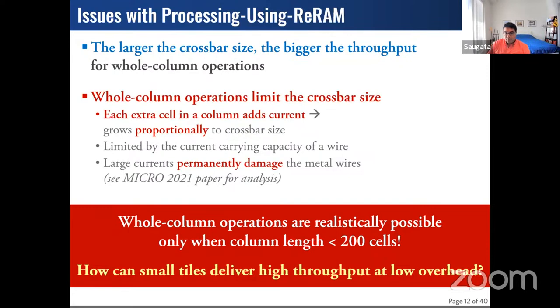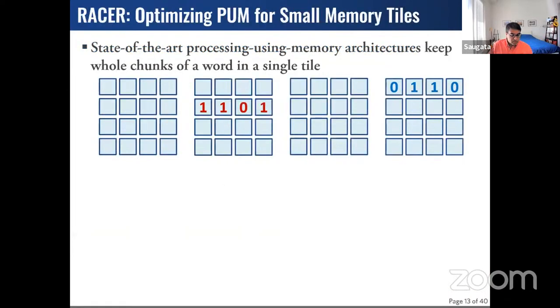And on top of that, for PUM, I now can't get thousands of cells to make up for the bit serial latencies. So how can I make up for those bit serial overheads? Is it possible, or is it just dead with these small tiles? These are the questions we actually set out to answer with RACER. We designed an architecture that is compatible with these small tiles and can work within the limits of ReRAM.